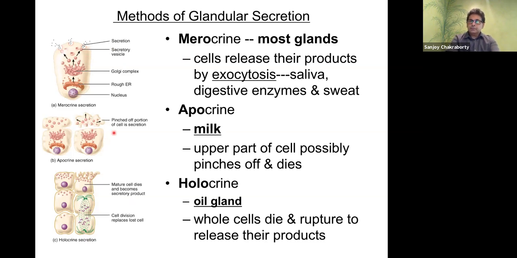Apocrine, the cell is losing part of their cytoplasm. Half of the cell is gone, and then they regrow them. Holocrine, the entire cell died. And that's how they secrete. Like oil gland is an example for this.